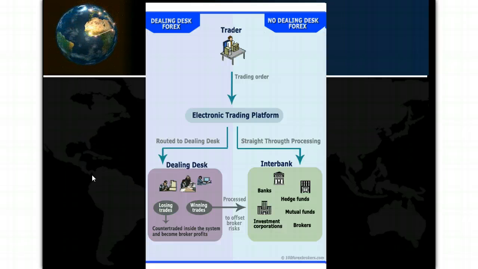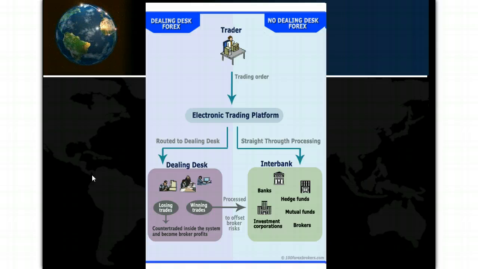On the dealing desk side, there are two things that can happen. You have losing trades and you have winning trades. Now the losing trades are counter traded inside the system and become the broker's profits. The winning trades are then processed to offset the broker's risk.